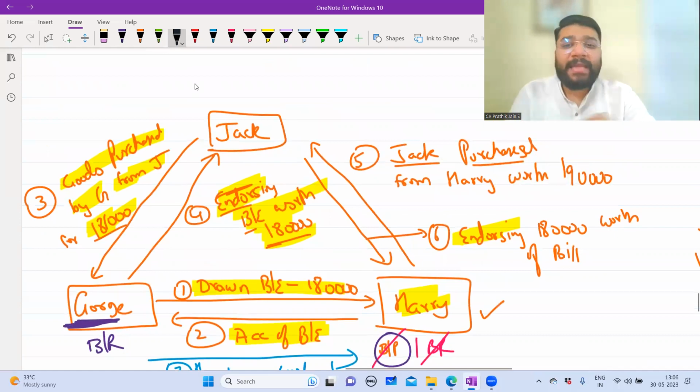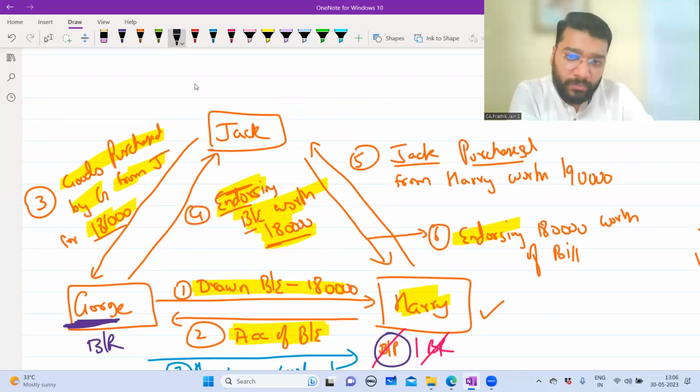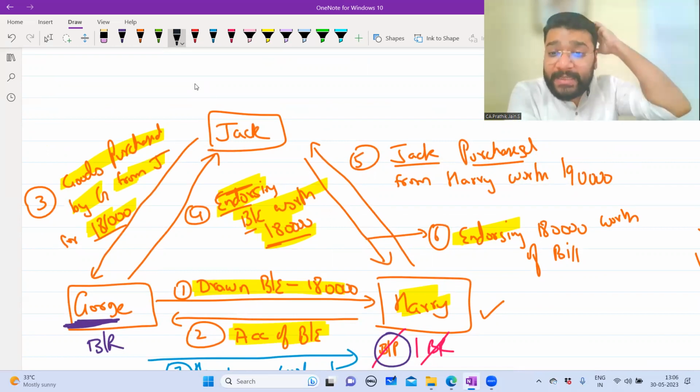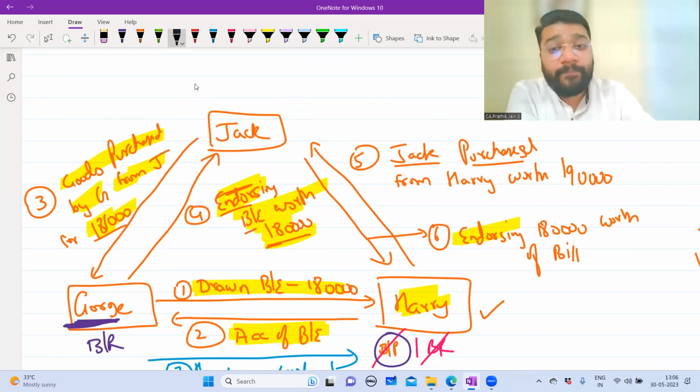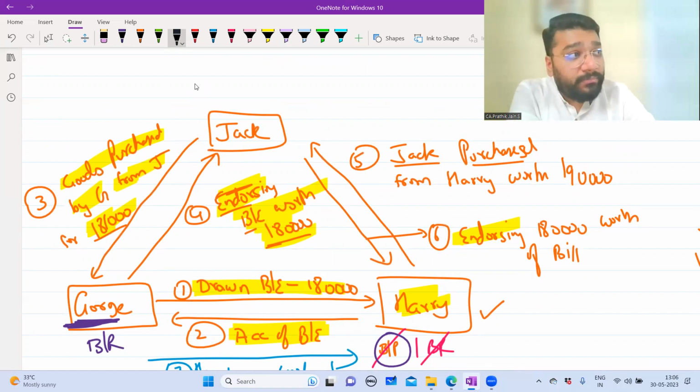Fifth transaction is Jack is purchasing goods from Harry. Will Gorgi record this? No. Sixth transaction, Jack is endorsing the bill to Harry. Will Gorgi record that? No.